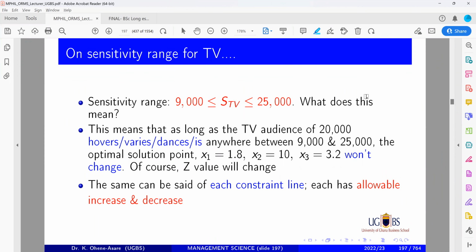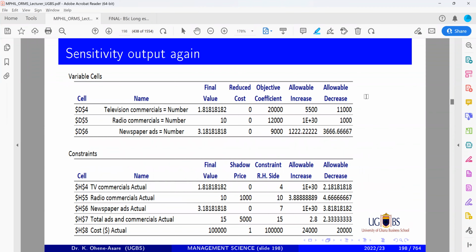When you come to the constraint, you can use the same principle to find the sensitivity range for the constraint. But you should know that for the constraint, the optimal solution will change and the Z function, the objective value, will also change. We've said this multiple times.